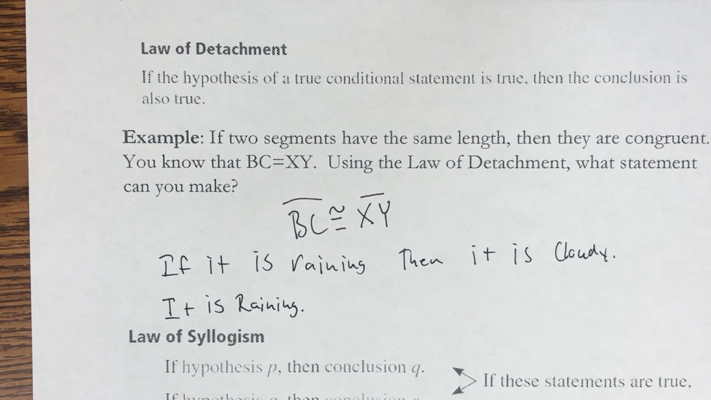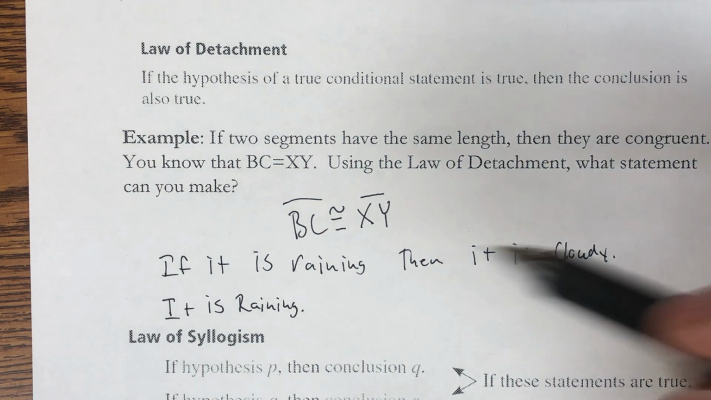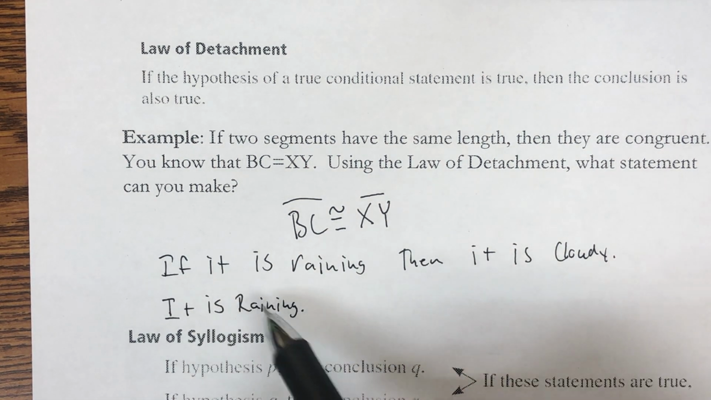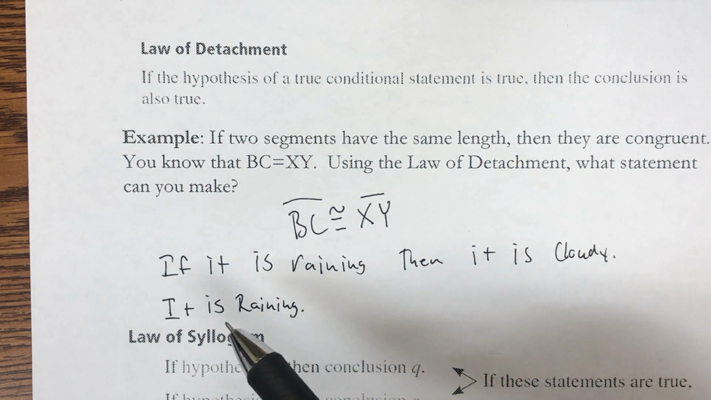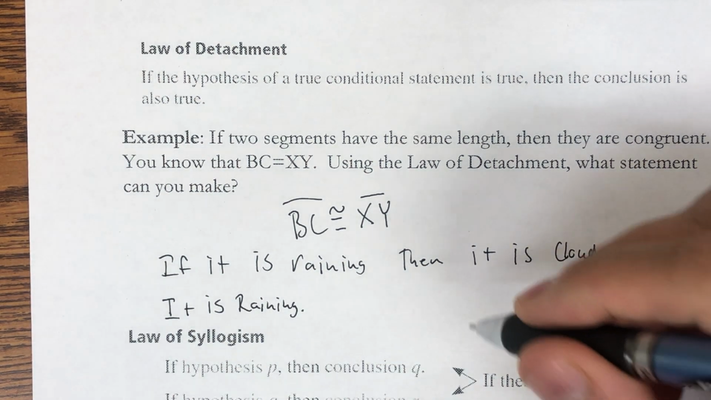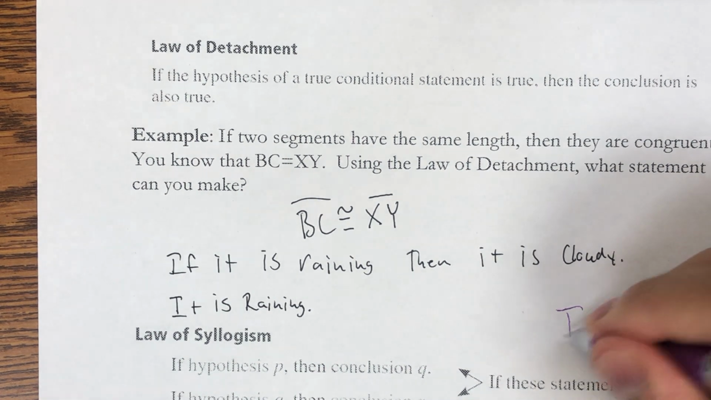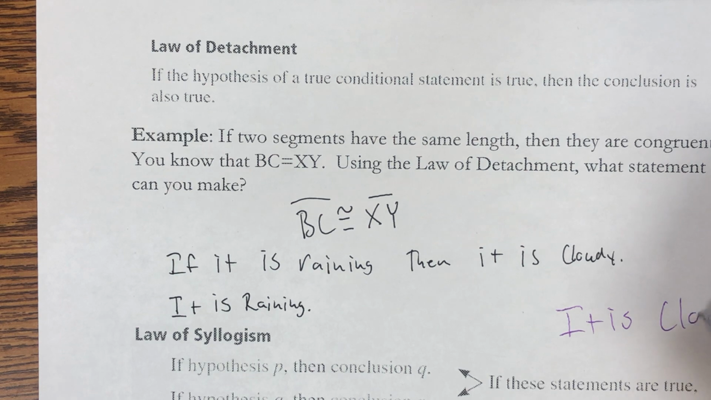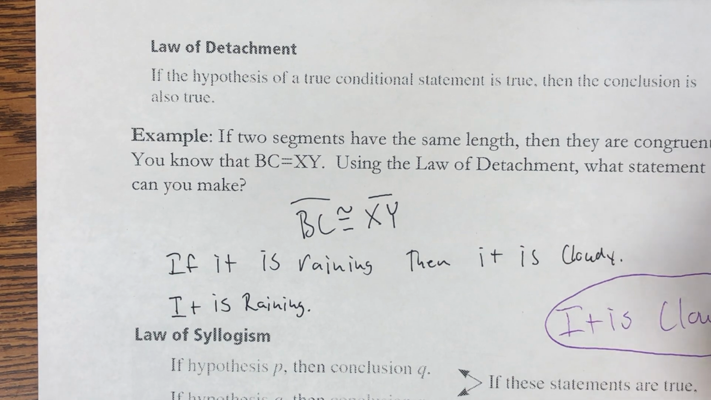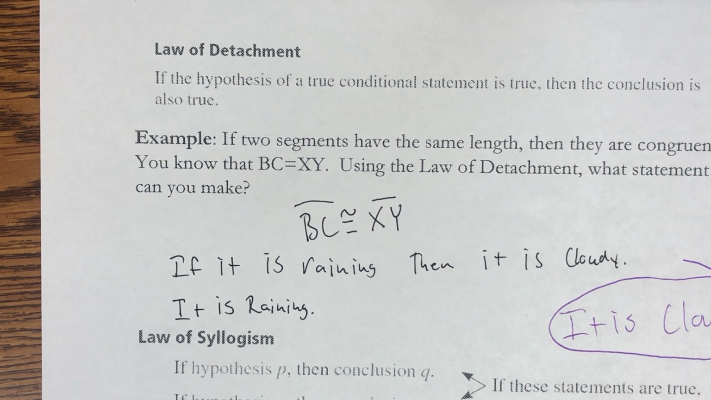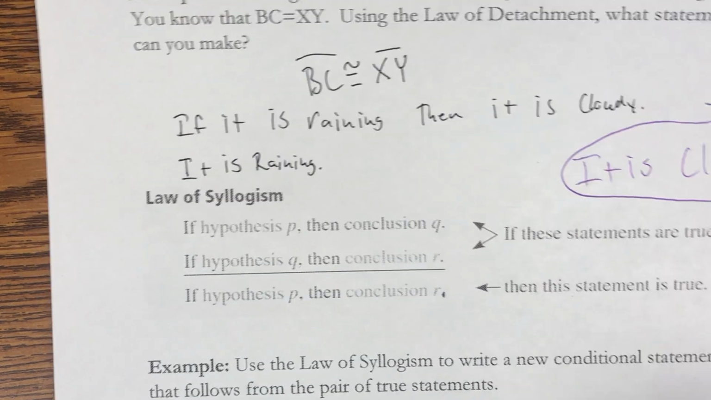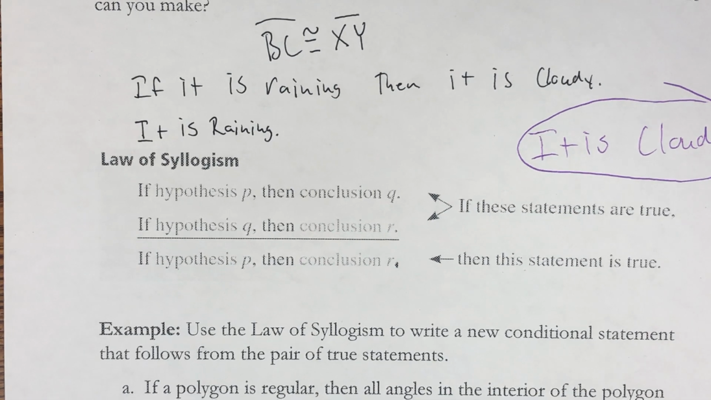Now, when you see some of these problems, take it for what it is, okay? Don't try and argue it. There could be some specifics here or there where it might not always be true, but just take it for granted. And in this case, it says if it's raining, then it is cloudy. It is raining. So since it's raining, I know, I'm going to write this in different colors so it stands out, it is cloudy. That is what I can infer. All right? So that's pretty straightforward. If the hypothesis is true, then the conclusion is also true.